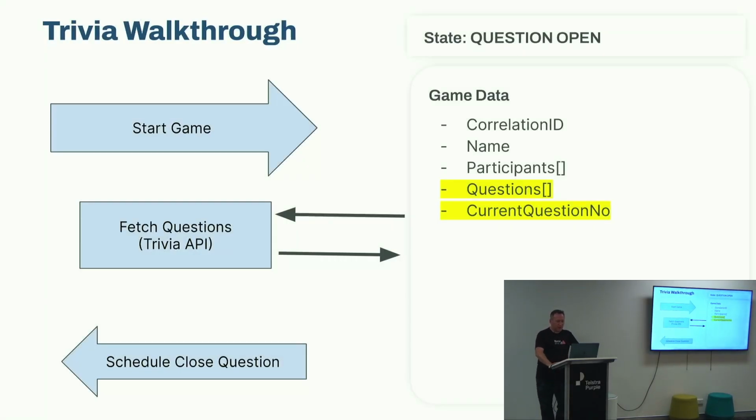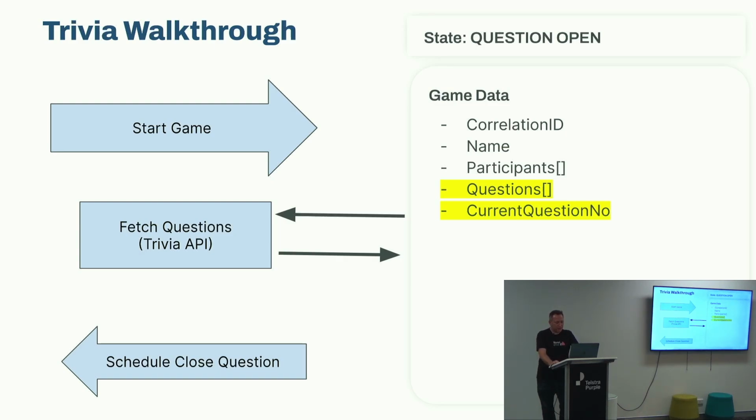At some point we've had the lobby open for a while, and people have joined the game. So we go, all right, let's start the game. As soon as we hit start game, we're going to trigger another asynchronous event to go and fetch some questions for us to play. We're going to save those questions. We're going to increment the current question number to question 1. And our state at the end of this action is question open.